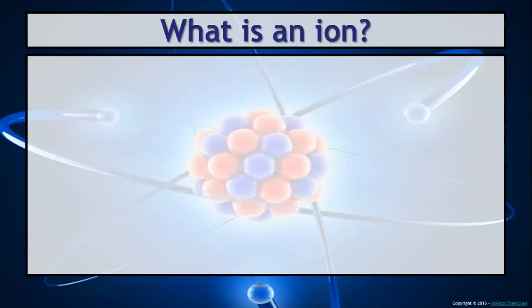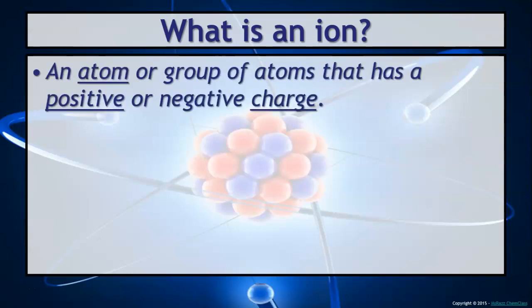All right, so we've got to start out by answering the question, what is an ion? Well, an ion is either an atom or a group of atoms that has either a positive or a negative charge. Up to this point, we've been talking almost exclusively about neutral atoms. They have the same number of protons and electrons because the positives and the negatives balance out. However, we're now talking about atoms, aka ions, that have either a positive or a negative charge. They're no longer neutral.